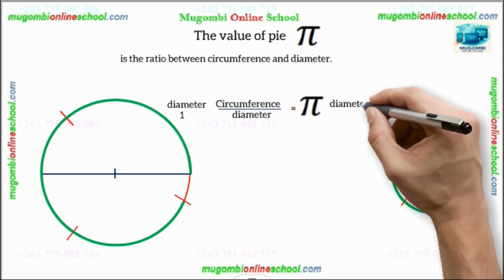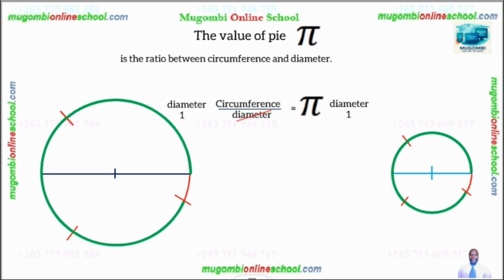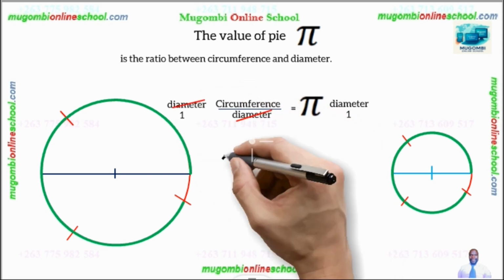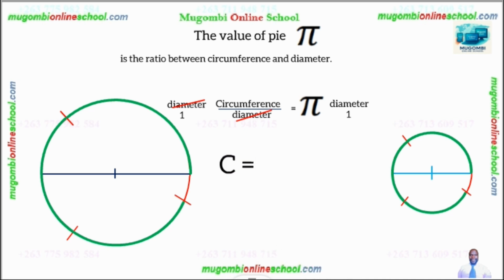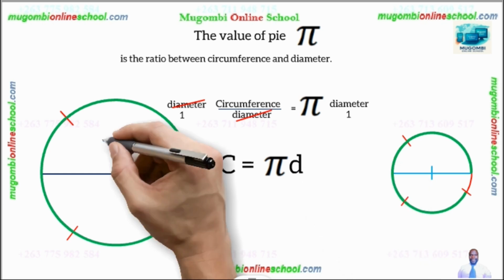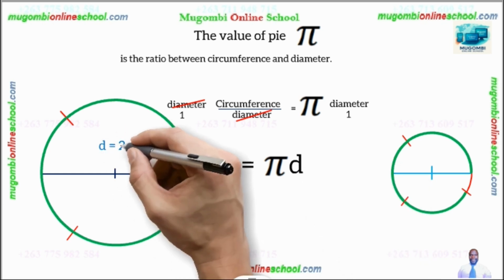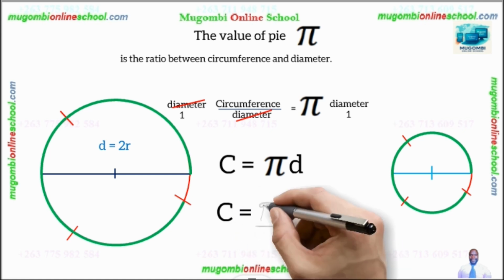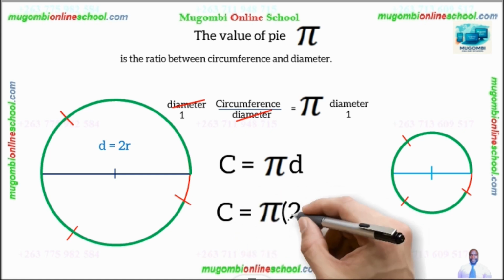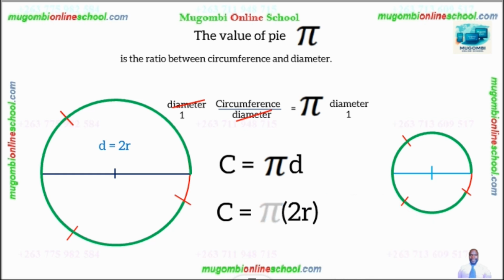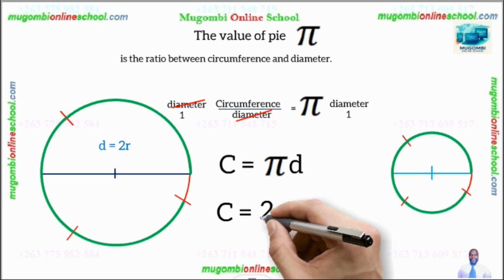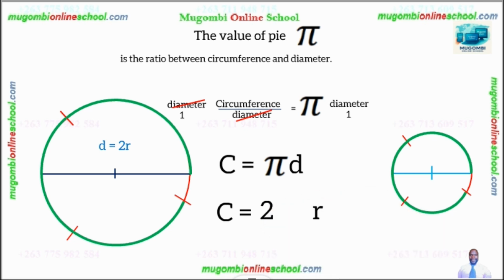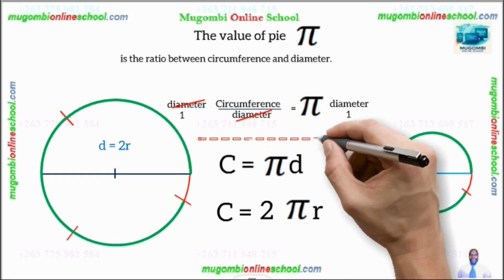And now we want to make circumference the subject of the formula. We multiply by diameter on both sides, and we divide diameter into diameter, and we remain with circumference is equal to pi times diameter. But remember, diameter is equal to 2 times radius. So we can replace d by saying circumference equals pi times 2r. But we have to rewrite it as circumference is equal to 2 pi r, like this.